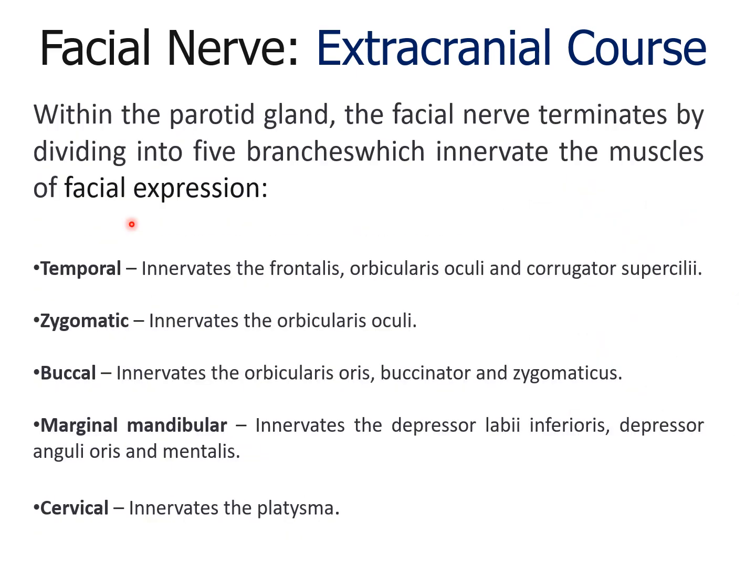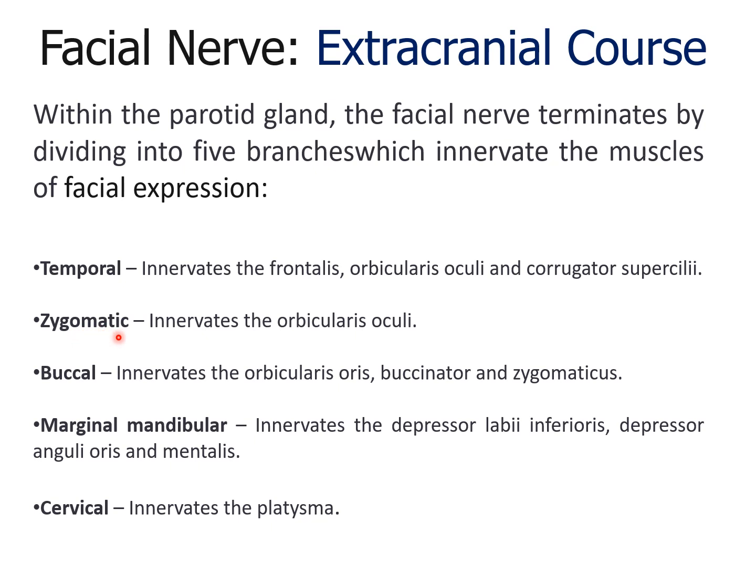After exit from the stylomastoid foramen and giving off the three branches mentioned in the previous slide, the facial nerve enters the substance of the parotid gland, which is positioned along the posterior border of the mandibular ramus, and gives off its five terminal branches, including the temporal branch, which innervates the frontal belly of the occipitofrontalis muscle, the orbicularis oculi muscle, which is present around the eye socket and is responsible for closing the eyelids, and the corrugator supercilii.